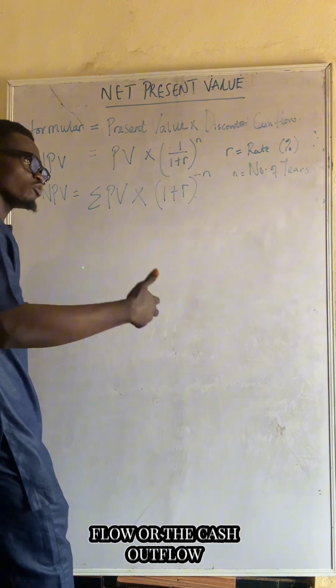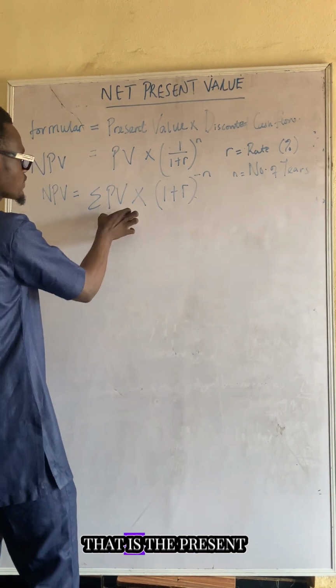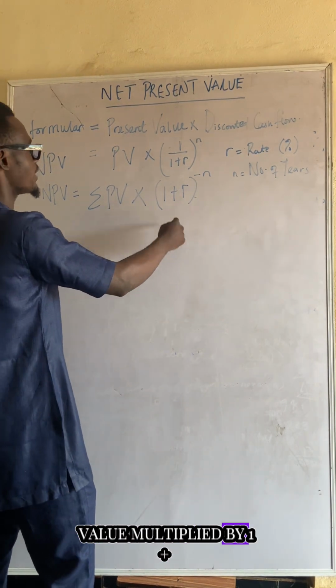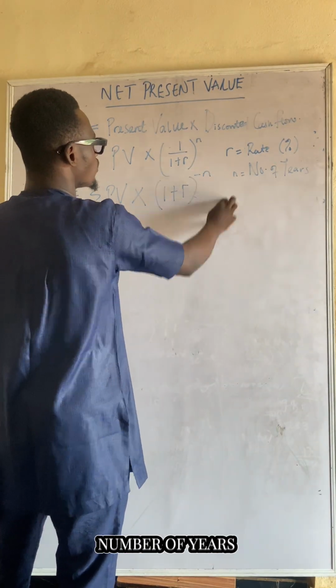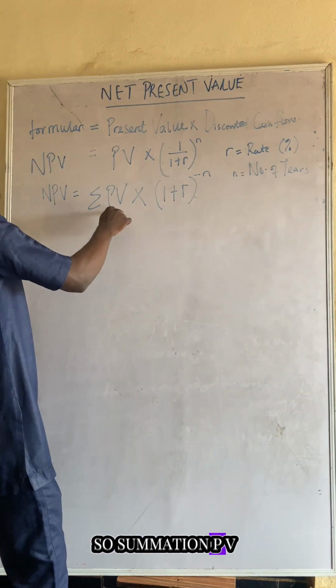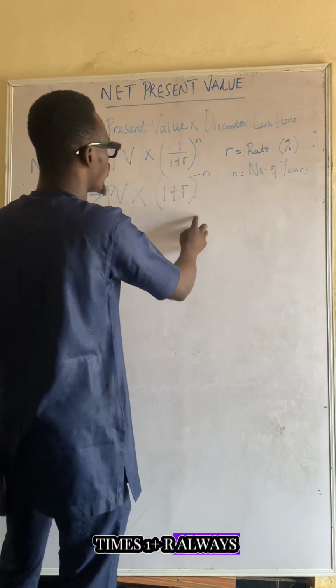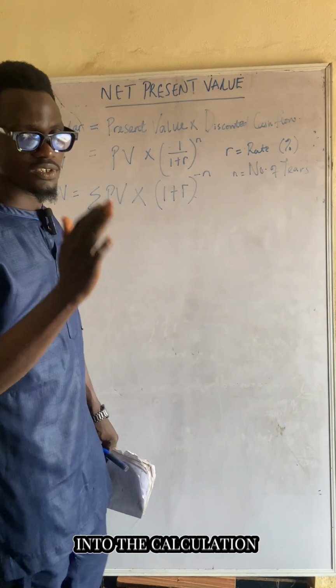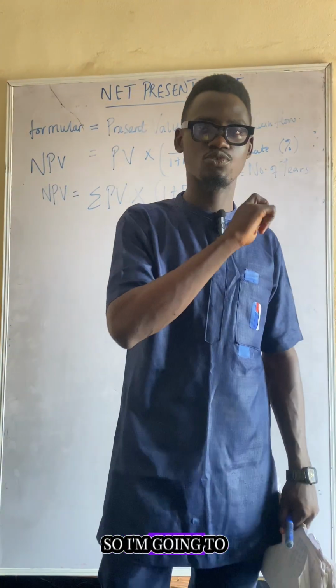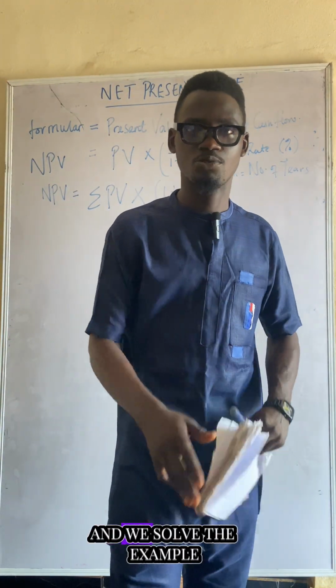Summation of the cash flow or the cash outlay, that is the present value, multiplied by 1 plus the rate, everything all raised by minus the number of years. So summation of PV times (1 plus R) all raised by minus n. Are we good? Now we'll be moving into the calculation. I'm going to write an illustration on the board and we solve the example.